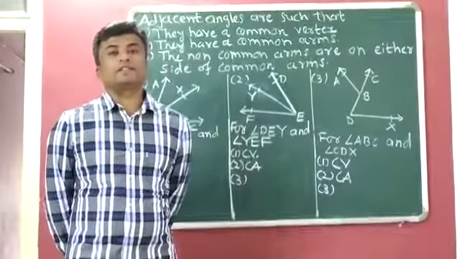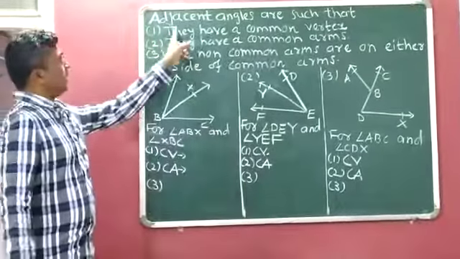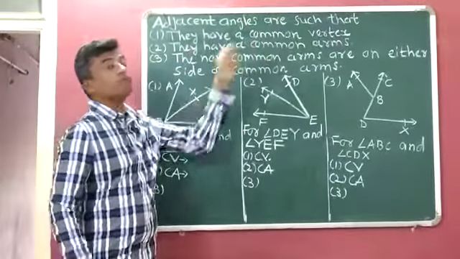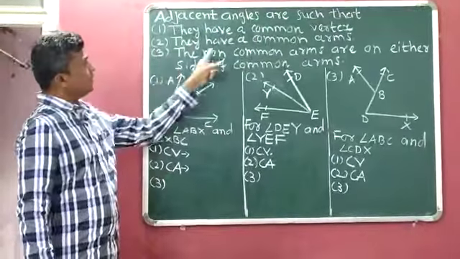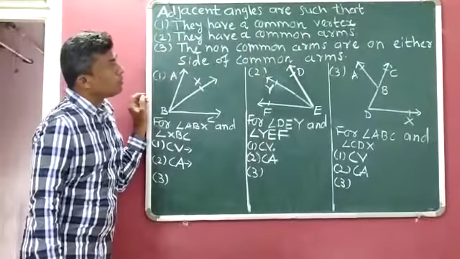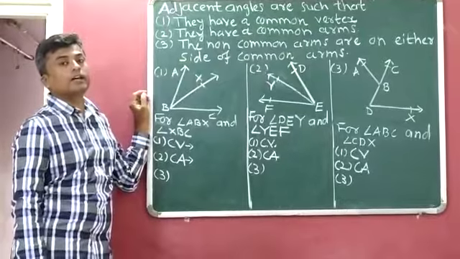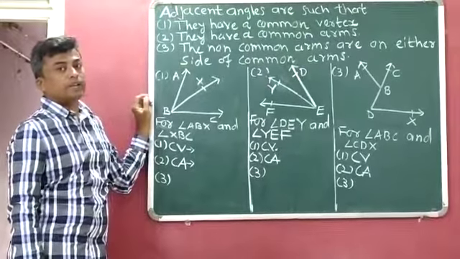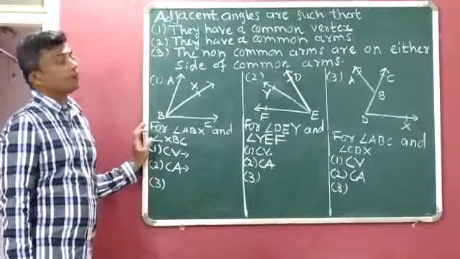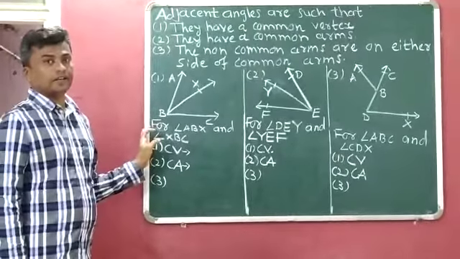Now I will explain adjacent angles. Adjacent angles are such that first, they have a common vertex; second, they have a common arm; and third, the non-common arms are on either side of the common arm. It means any two angles that satisfy these three conditions are called adjacent angles.